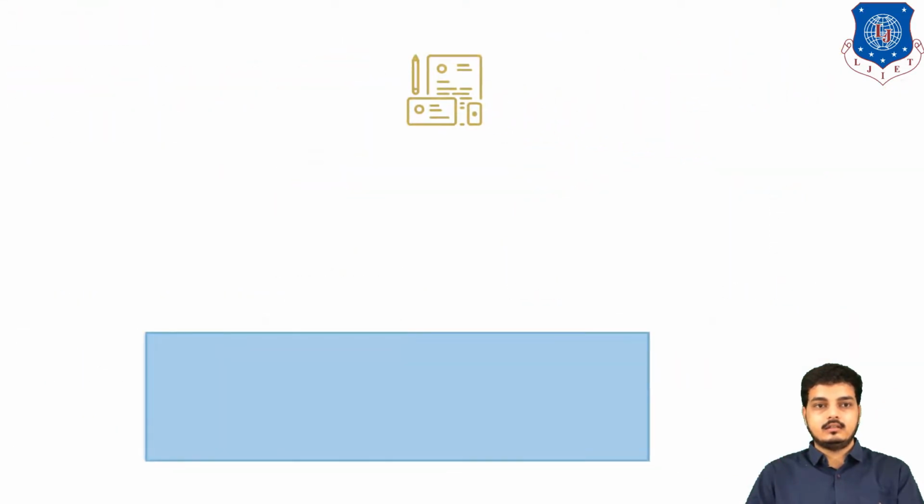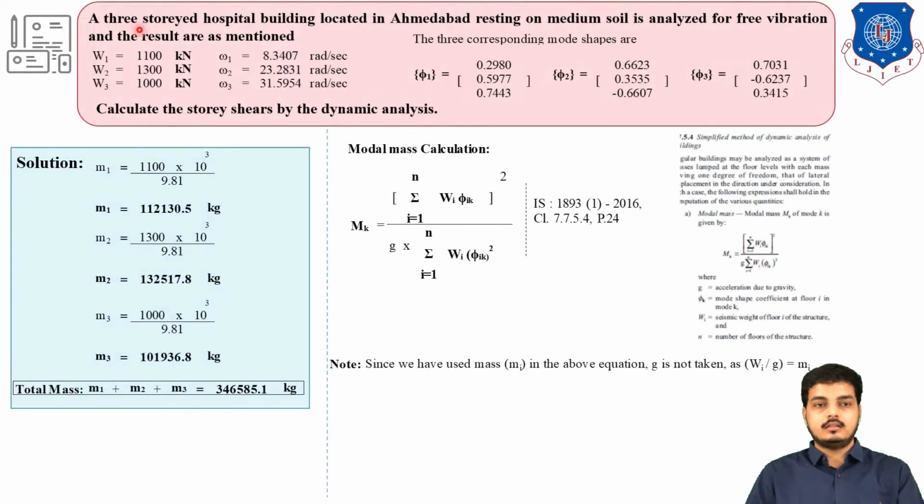So, starting with the question: a three-storied hospital building located in Ahmedabad resting on medium soil. Now in this data you can understand that it is a hospital building, so it's an important building. Ahmedabad comes under zone 3. Medium soil is a type of soil. Analyze free vibration and results are mentioned.